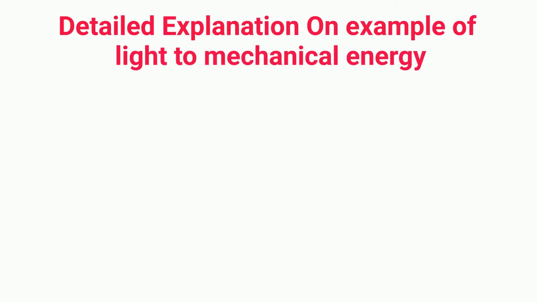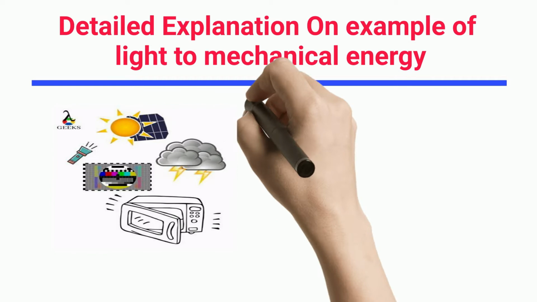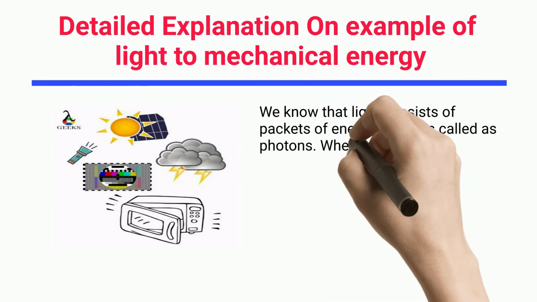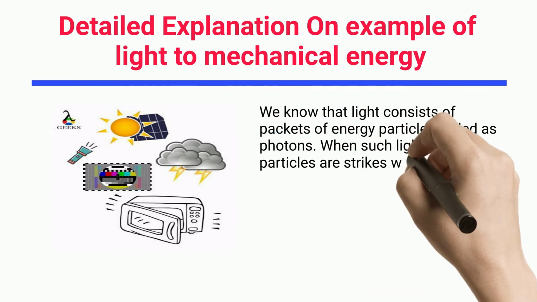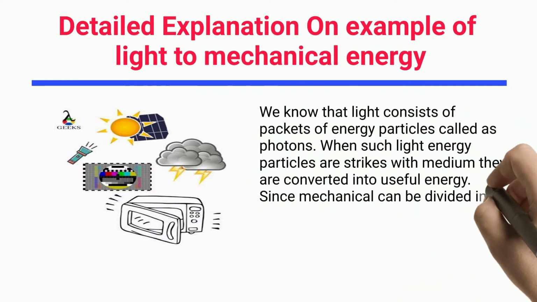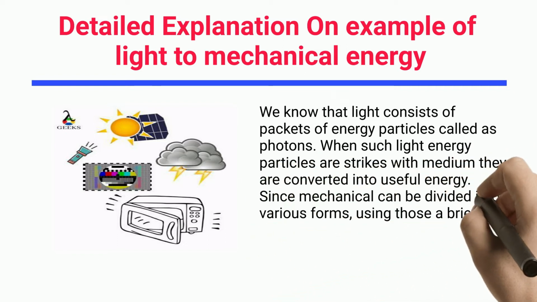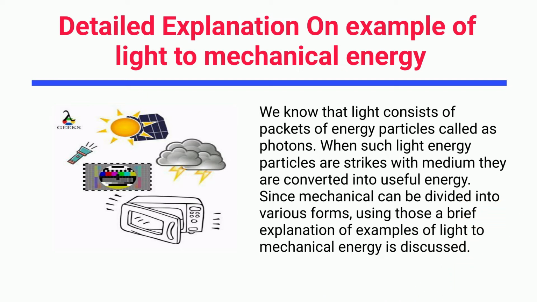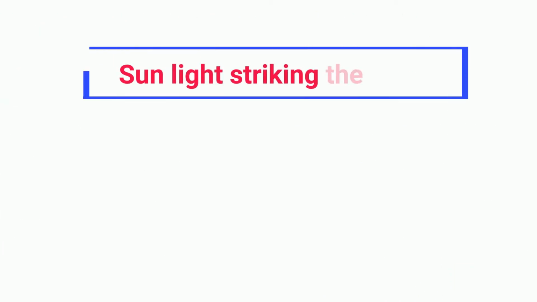Detailed explanation on examples of light to mechanical energy. We know that light consists of packets of energy particles called photons. When such light energy particles strike a medium, they are converted into useful energy. Since mechanical energy can be divided into various forms, using those, a brief explanation of examples of light to mechanical energy is discussed. Sunlight striking the earth.